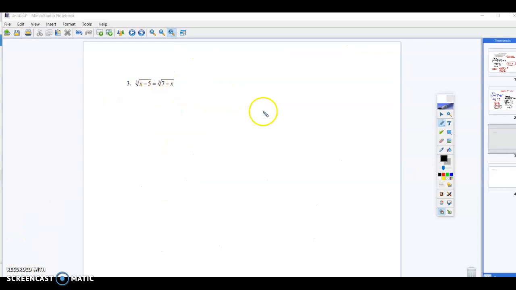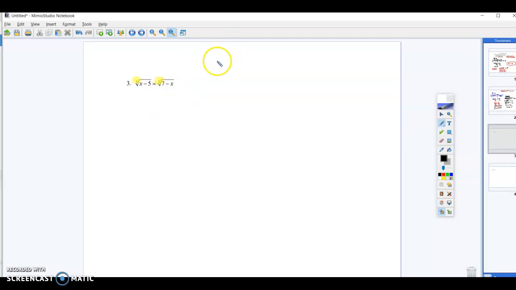Alright, so on number 3, we're going to notice that there's this little 3 in the little cubby hole. So this is actually a cubic or a cubed root. With that being said, you're still doing the same steps. So we're going to isolate our radical. Well, our radicals are both isolated already. So now my second step is to square both sides.